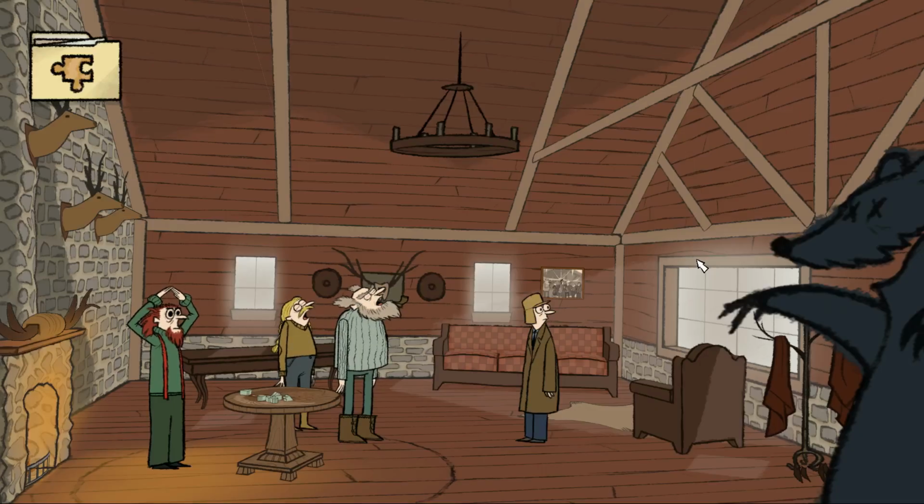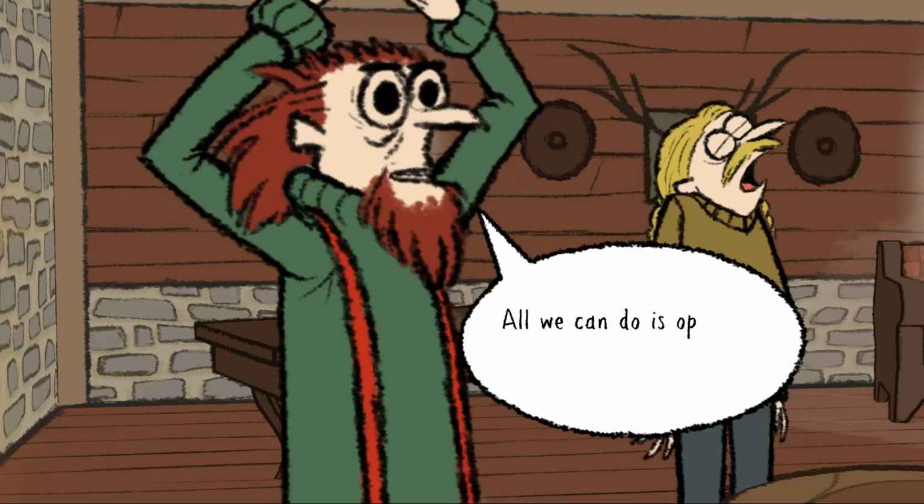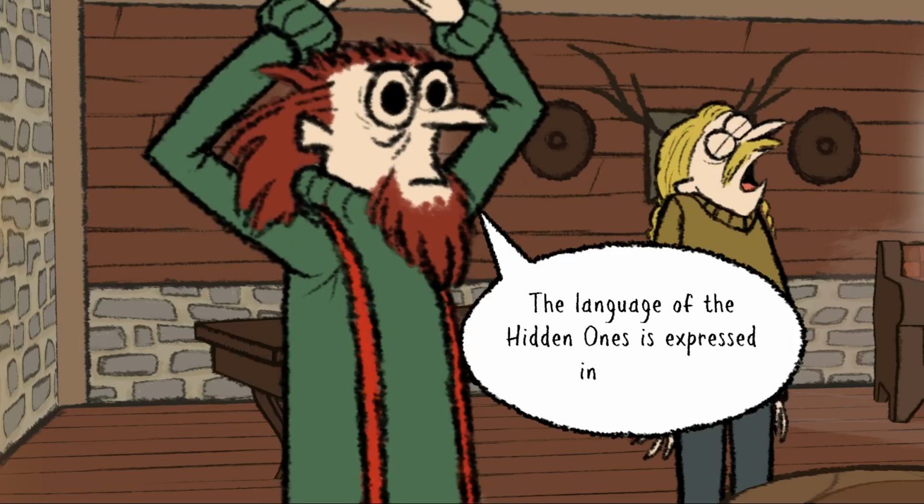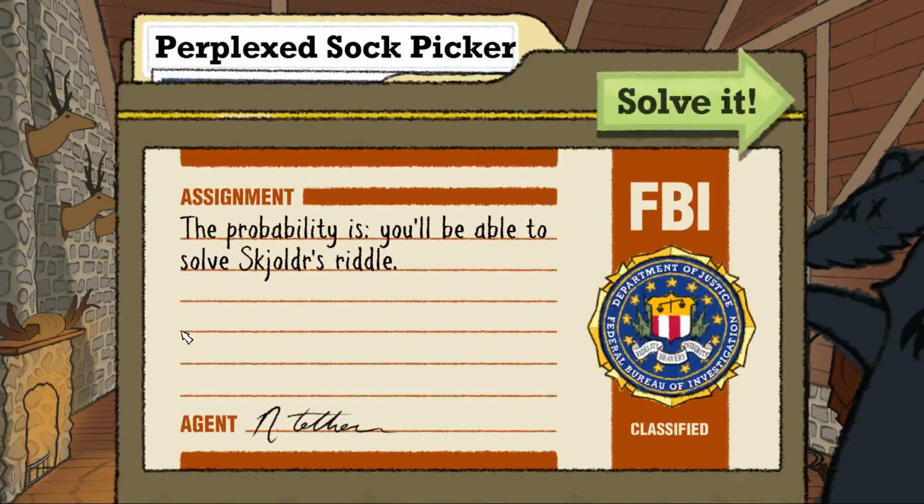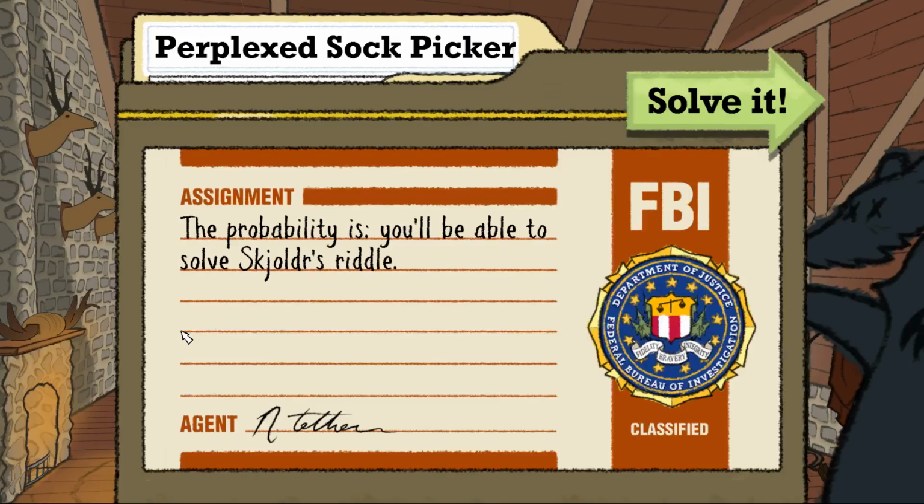Overlapping means extra into, but usually at the end. That's all we can do. Actually, you know what, Eddie? I'll put up overlapping. The language of the hidden ones is expressed in puzzles. Good. Can I start shooting them?